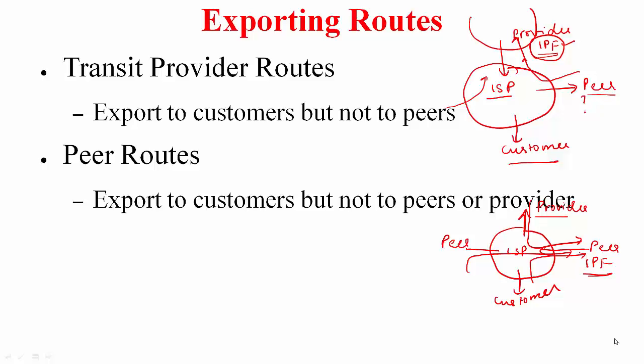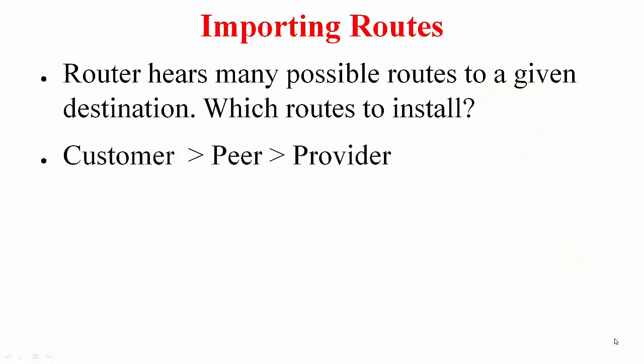So this is how you control what traffic flows within your autonomous system. Basically, what this all boils down to is also that you only want your customer traffic to go through your ISP. You don't want any other extraneous traffic to go through you. So the earlier slides were telling what routes to export. Now in this process, you are going to hear about many routes.